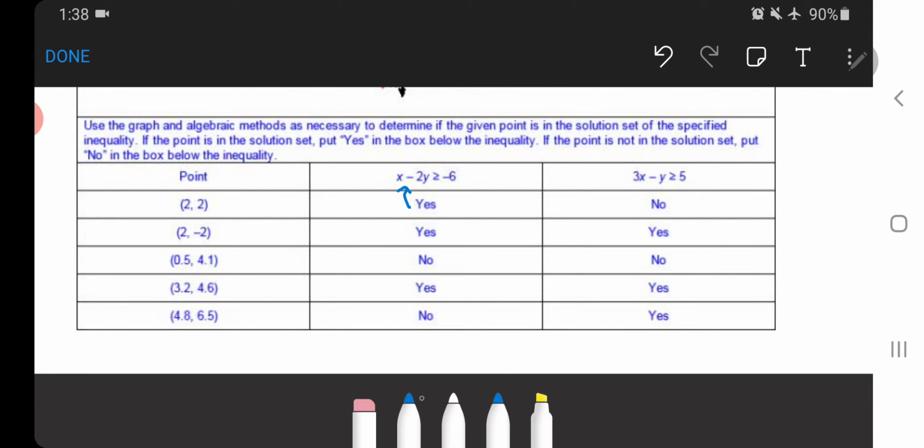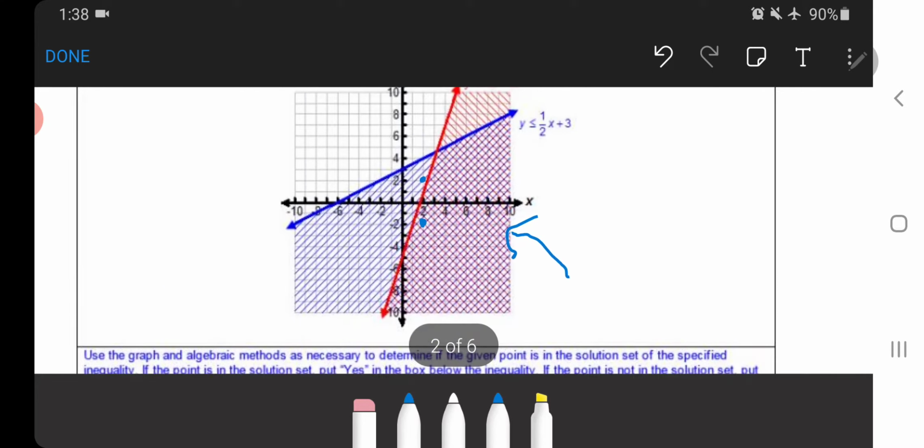(0.5, 4.1). So 0.5 would be between 0 and 1, and then 4.1 would be a little bit above, so it would be a point about right here. As you can see, he's in none of the shaded regions, therefore he does not satisfy anybody.